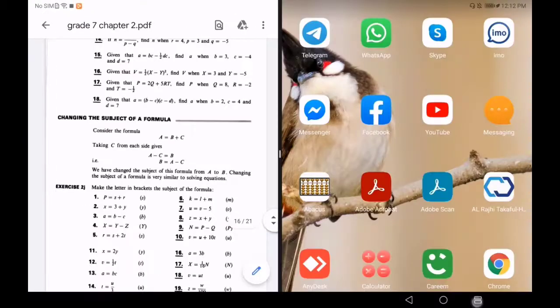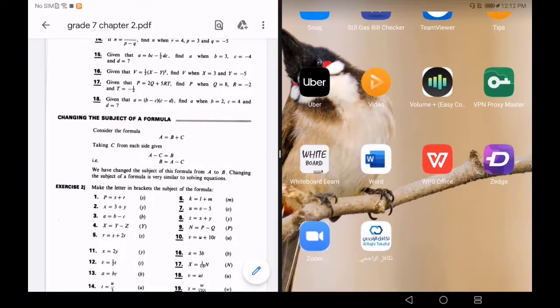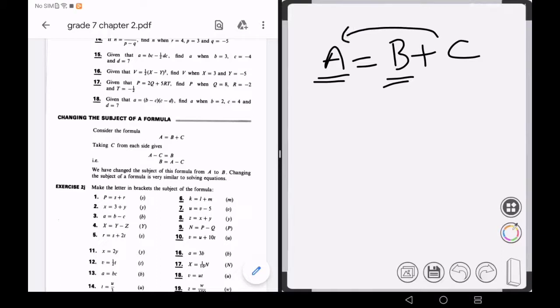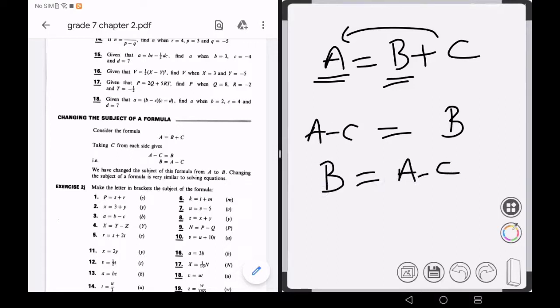Let me explain this on the board. A is equals to B plus C. Now the subject of the formula is A, because we are solving for A. But if we change the subject to B, we will find out the value of B. So this C will go to the other side. A minus C is equals to B. So B is equals to A minus C. Doesn't matter, we can write it like this.